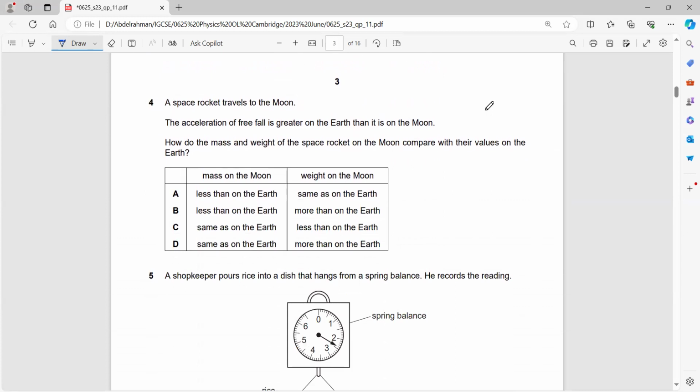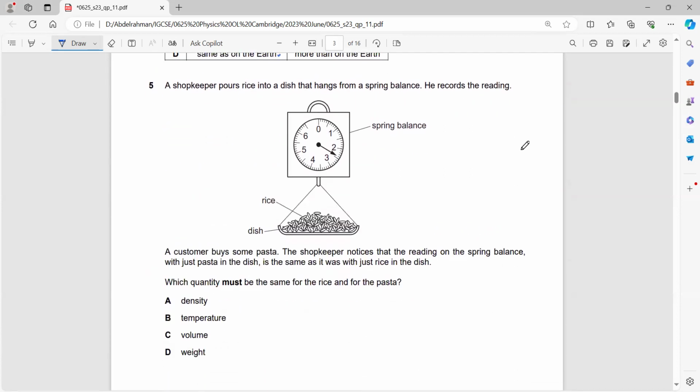A space rocket travels to the moon. How do the mass and weight of the space rocket on the moon compare with their values on Earth? Again, the acceleration of free fall is greater on Earth. Would the mass differ? No, the mass would be the same. Would the weight differ? Yes, it would be less than on Earth.